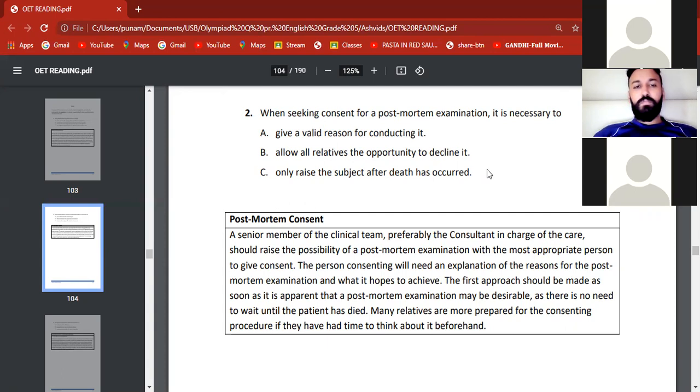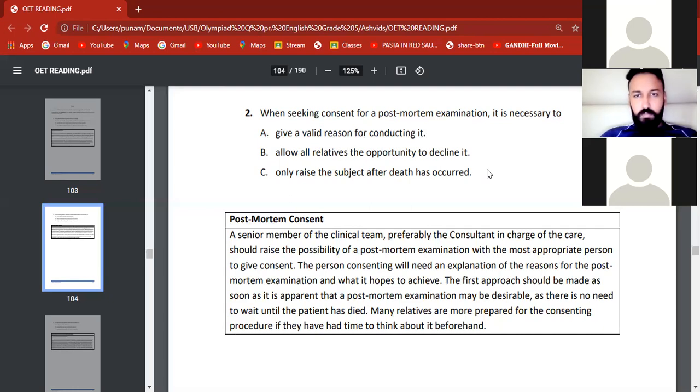Postmortem consent. A senior member of the clinical team, preferably the consultant in charge of the care, should raise the possibility of postmortem examination with the most appropriate person to give consent. So it is about a senior member raising the possibility with the most appropriate person to give consent. It is not giving the exact information of the answer, but it has started around the answer because it is talking about consent, right? The person consenting is the most appropriate person. Okay, continue.